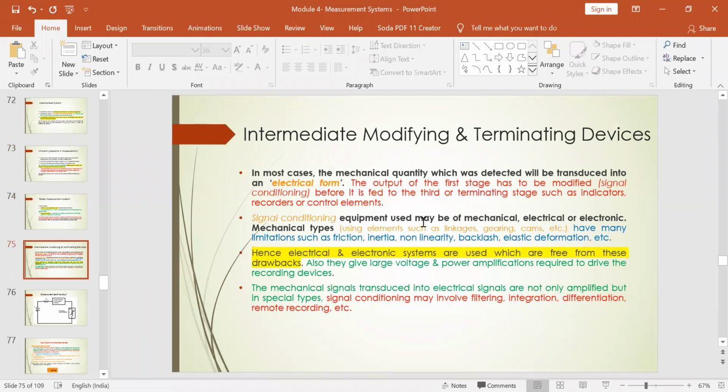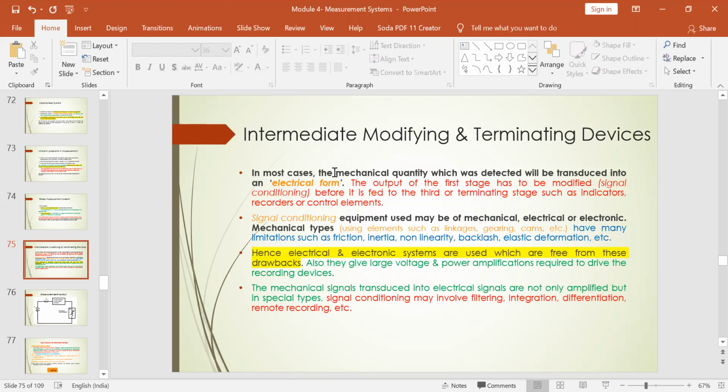Based on this concept, now we have to come to intermediate modifying and terminating devices. I have told you this. This is the modifier unit and this is the output unit: stage 2 transducers and stage 3 transducers. So what happens in the case of intermediate modifying and terminating devices?